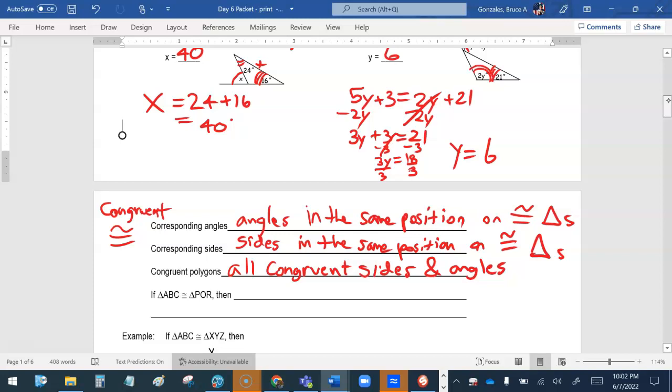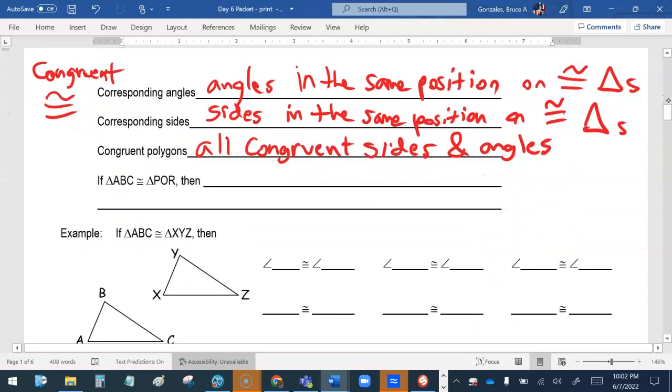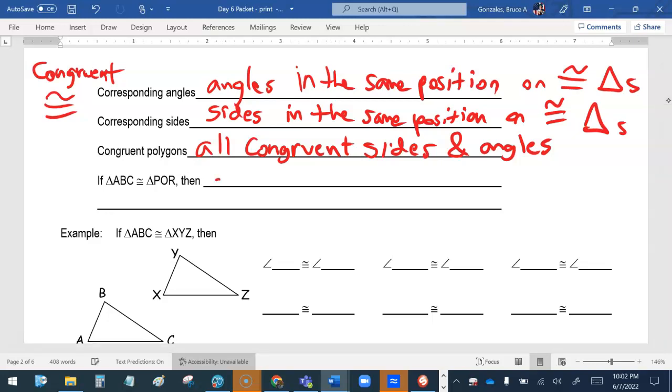All right, now here's the doozy. Ready? If two triangles are congruent, then everything is corresponding in order. That means angle, the first letter A is congruent to the first letter P. The second letter B is congruent to the second letter O, those angles.